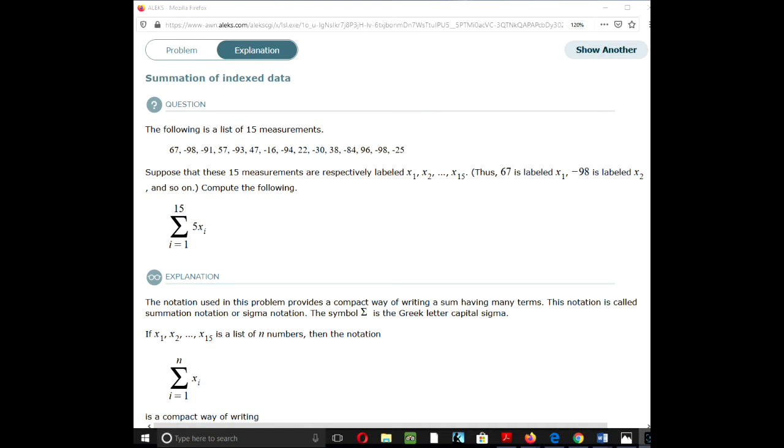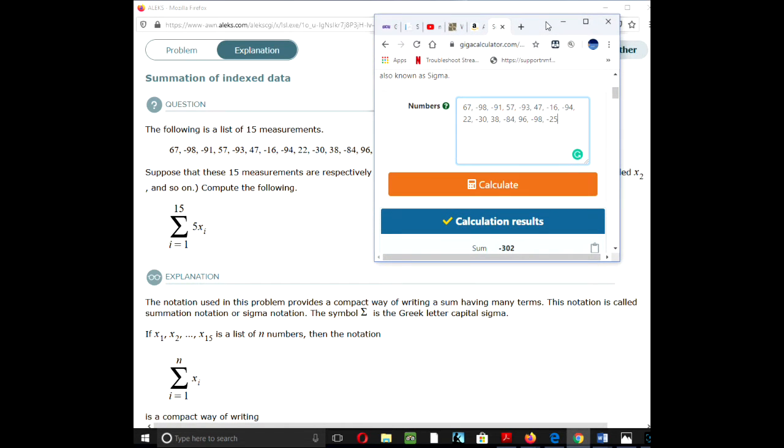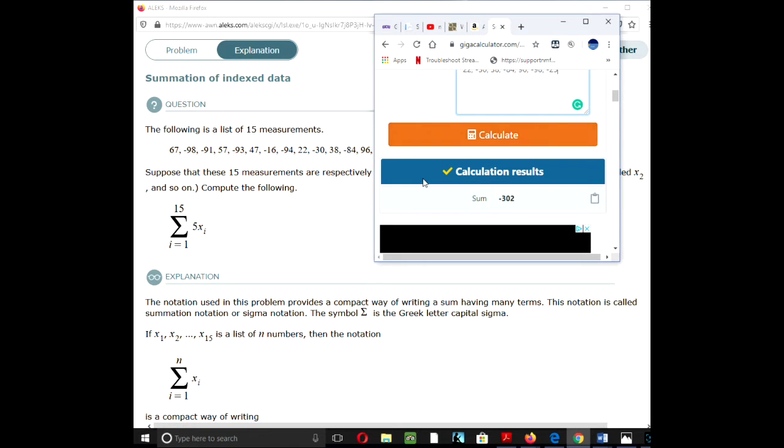Since I do not have that calculator, I went to a website called GigEye Calculator, and you can see the website here. I copied and pasted all those numbers into the block and clicked calculate. Once I clicked that, it gave me a sum of negative 302. So let's go back here. We know what the 1 means and what the 15 means, so it meant for us to add up all those 15 numbers. We've done that and we have our sum of negative 302.